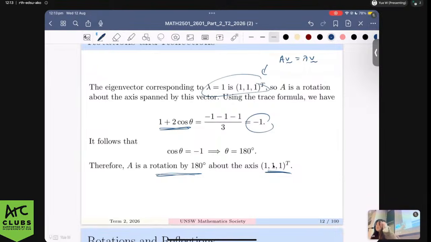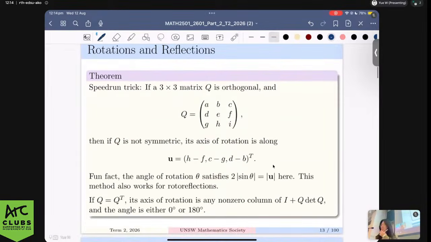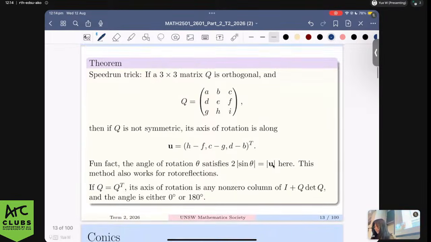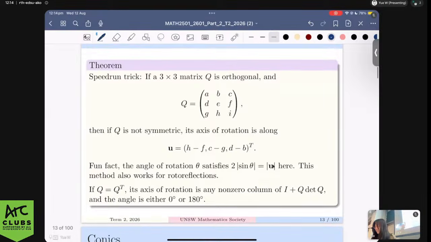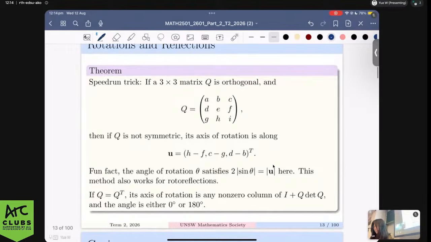Any questions? Yeah, I think this is pretty straightforward. Okay, so this is a very, very neat trick. I actually didn't know this when I did this back in 2601. But yeah, Kevin found this, and this is really nice. You can check your answers using this. So this is just kind of a speedrun trick.